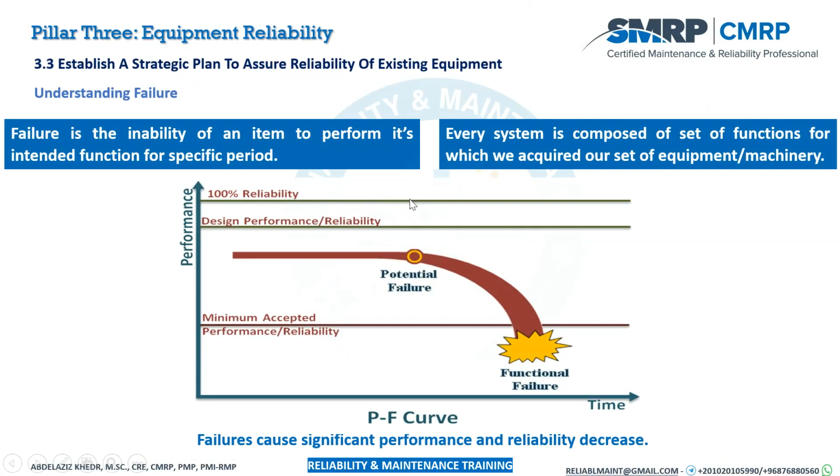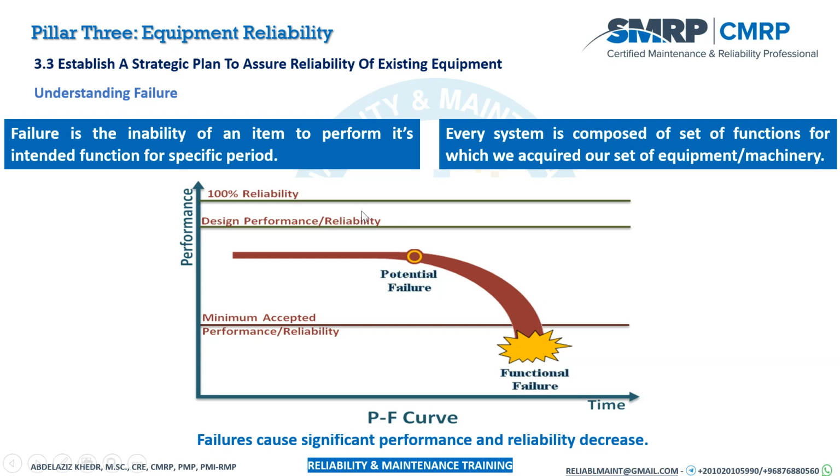Now we need to understand a very important point before we go further, which is failure. Failure is the inability of our equipment to deliver its function. So if the pump is required to function at 5 cubic meters of water per hour and it only delivers 4.5 cubic meters per hour, it is failing to perform the function.